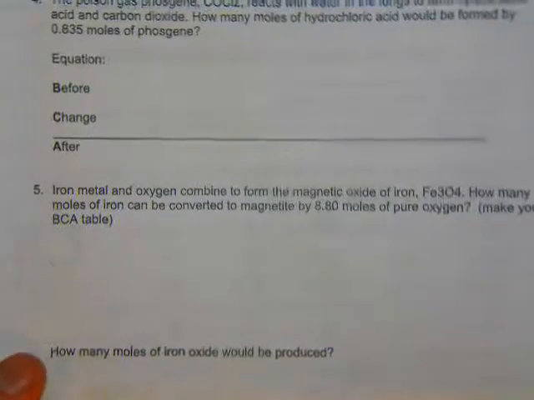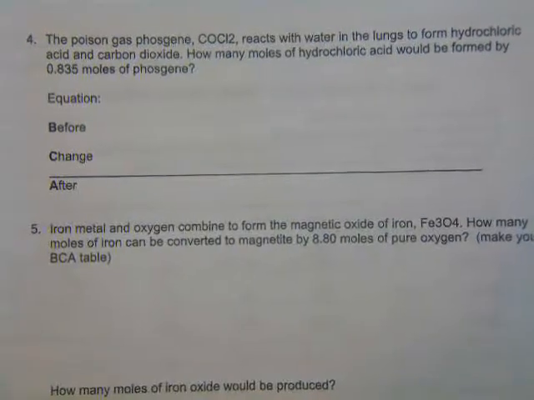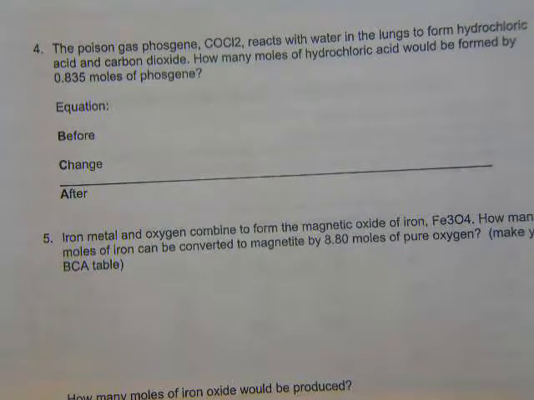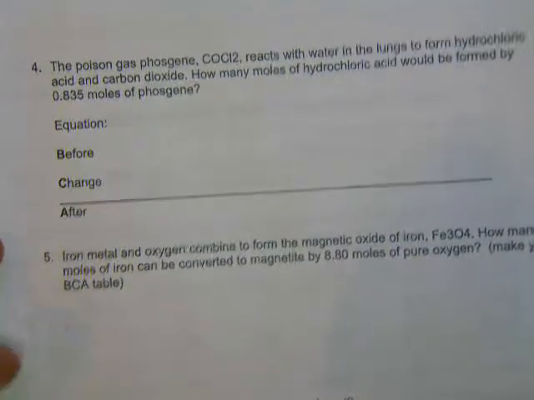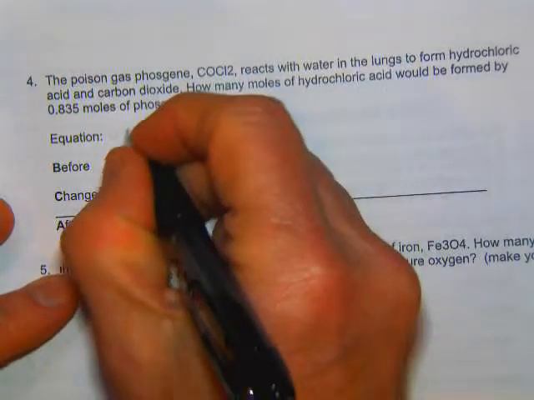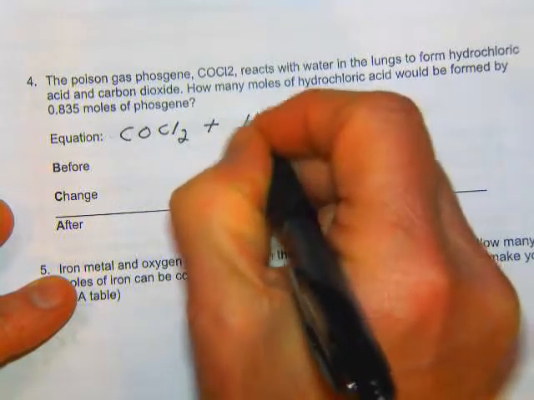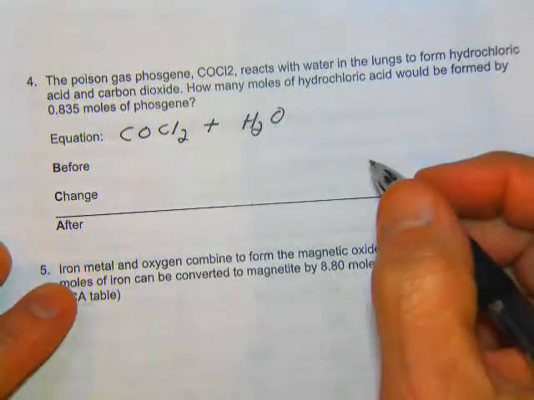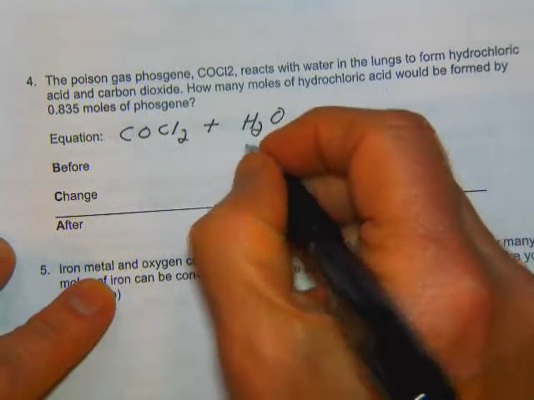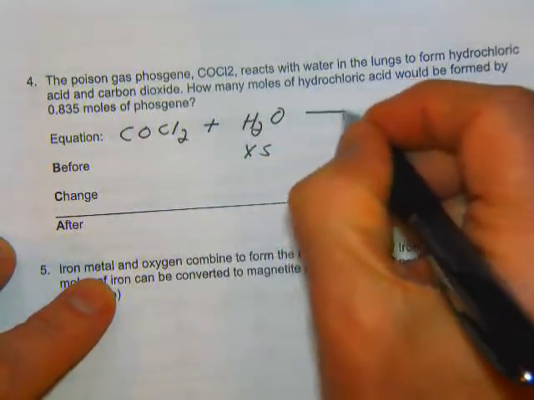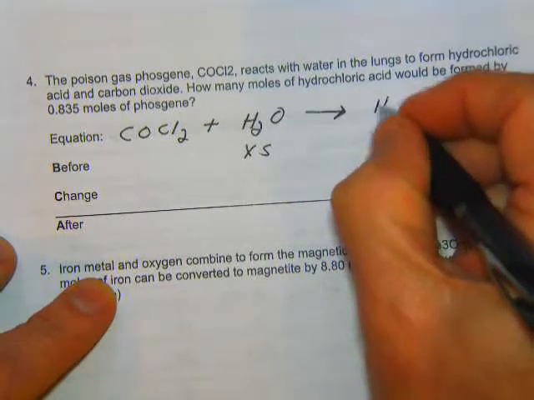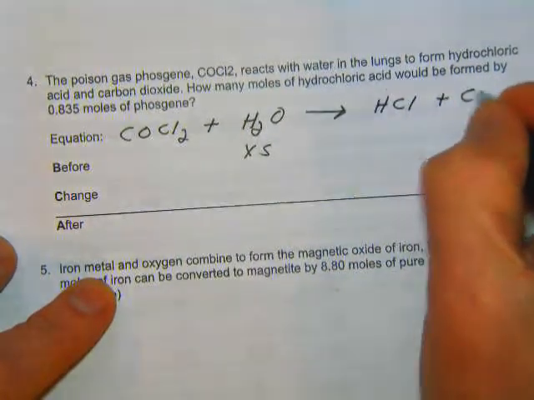So problem number 4. Poison gas phosgene reacts with water in the lungs to form hydrochloric acid and carbon dioxide. How many moles of hydrochloric acid would be formed by 0.835 moles of phosgene? Well, as usual, we've got to start with the formula. So phosgene, COCl2, reacts with water, and we can probably guess almost off the bat that the water is going to be in excess, to form hydrochloric acid and CO2.